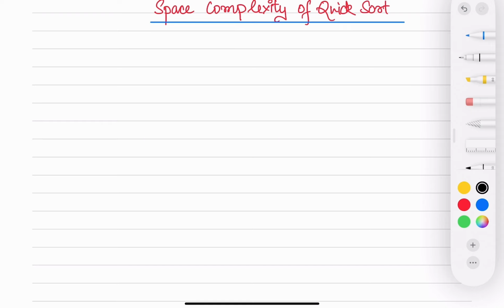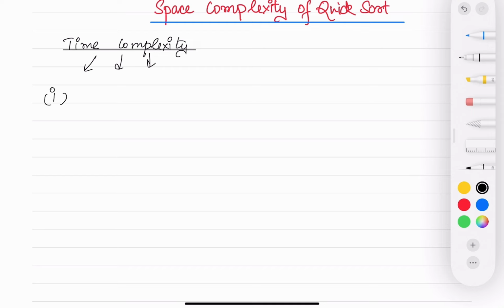In today's video, we are going to discuss the space complexity of quicksort. In our previous video, we already discussed time complexity and saw how it varies between the best, average and worst case. The same is going to follow for space complexity also.